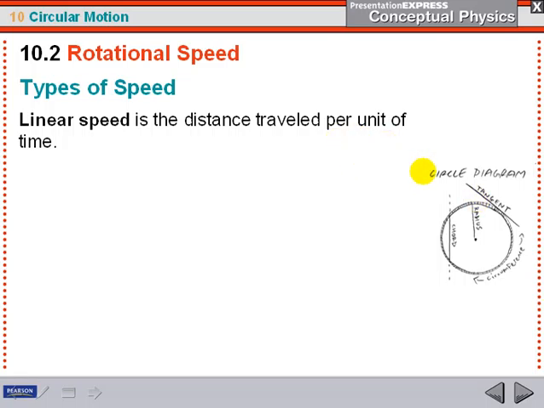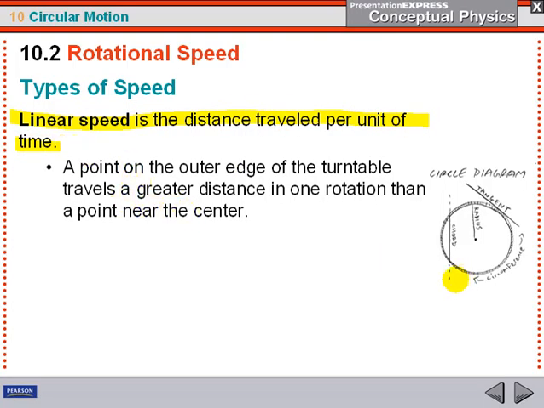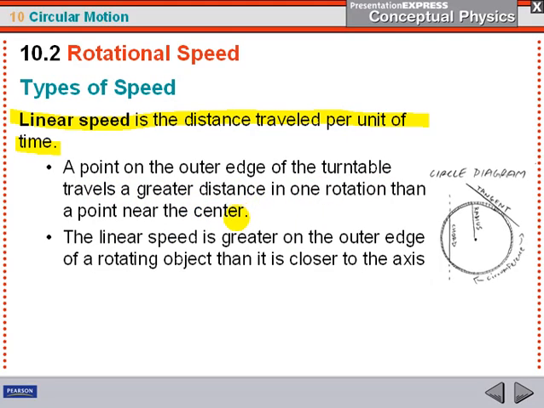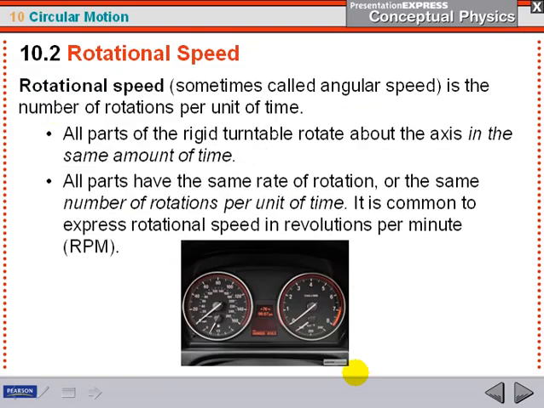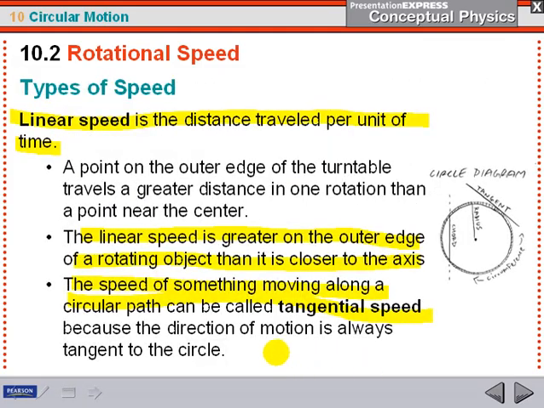Linear speed is the distance traveled per unit time. The point on the outer edge of the turntable travels a greater distance in one rotation than a point near the center. So we say the linear speed is greater on the outer edge of a rotating object than closer to the axis. We call this something moving across in a circular line. We call that speed the tangential speed, because the direction of the motion is always tangential to the circle.